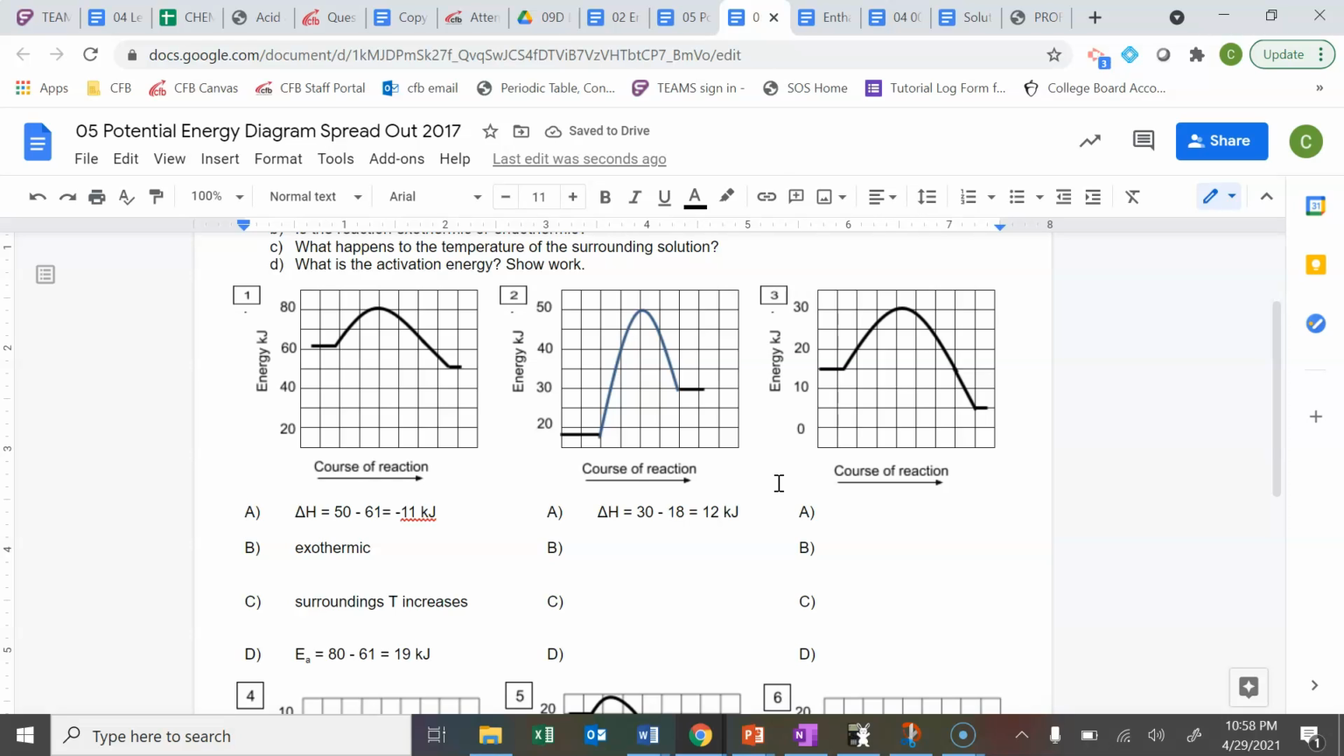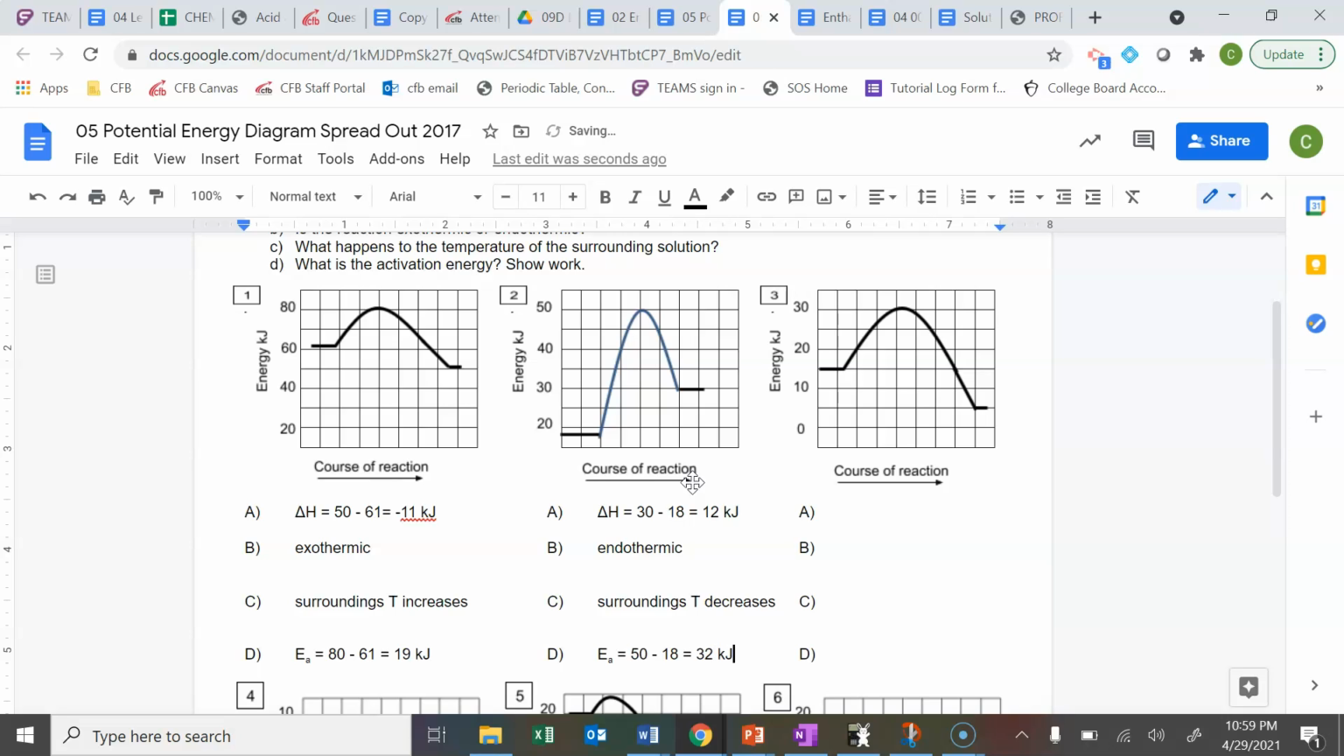Is it endothermic or exothermic? Well, it's a positive change. Delta H is positive, so it's endothermic. So what happens to the surroundings temperature? Surroundings temperature decreases because this is an endothermic reaction. And then finally, activation energy. Top minus our lowest point, so I've got 50 minus, and we said our starting point was 18. 50 minus 18, we get 32 kilojoules.